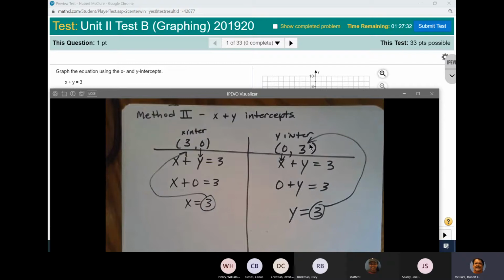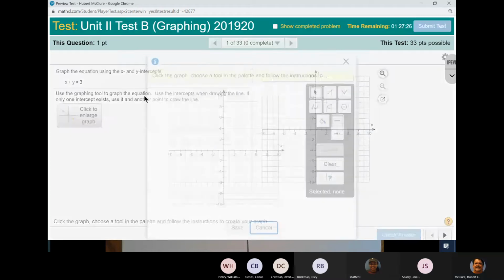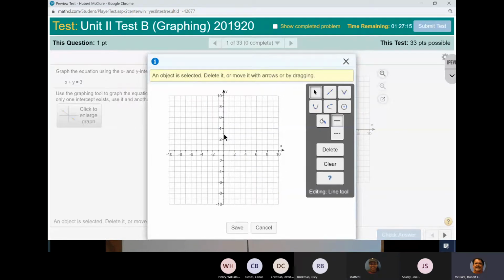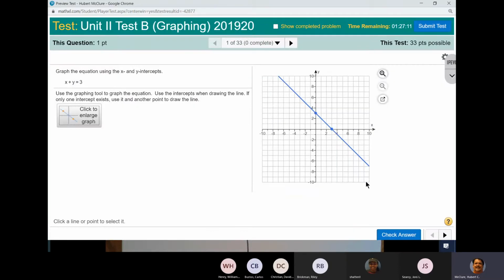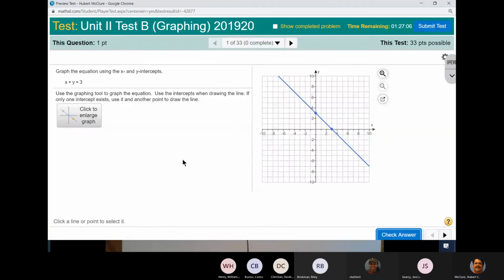So from X-intercept, that goes on the X-axis. That's why I put the word there. 3 and 0. And the other is 0 and 3. Check answer. Ding. If it says X and Y intercepts, you're going to use method 2.